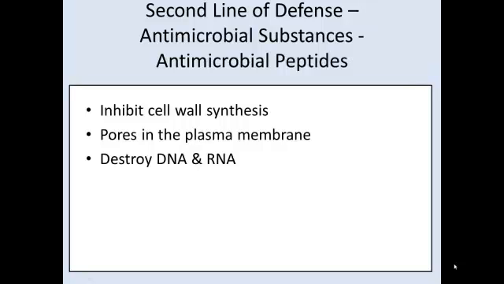Now to talk about antimicrobial substances, specifically antimicrobial peptides. Their function is to inhibit cell wall synthesis. This is mainly effective against gram-positive bacteria. They have that thick peptidoglycan cell wall. They also produce pores in the plasma membrane, so in that way they're similar to complement when it forms membrane attack complexes, or MACs, and they also destroy DNA and RNA. That prevents replication or division of your pathogens.